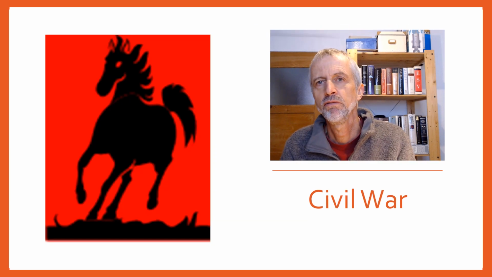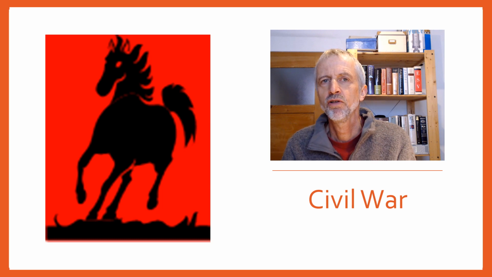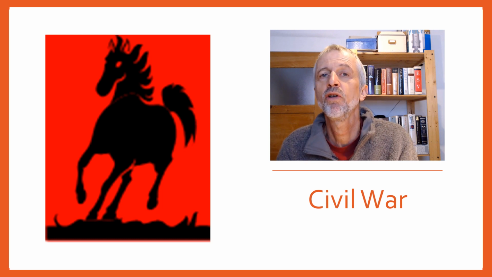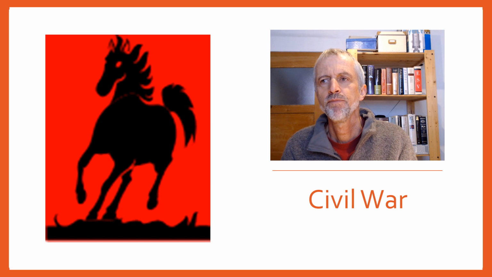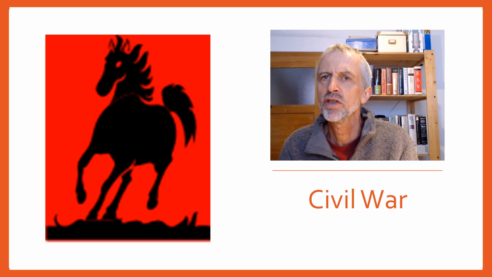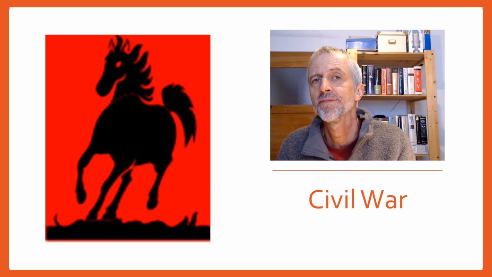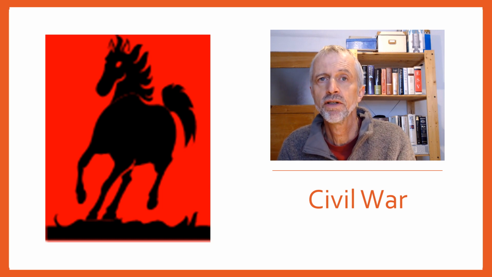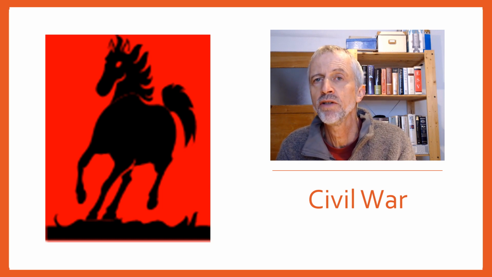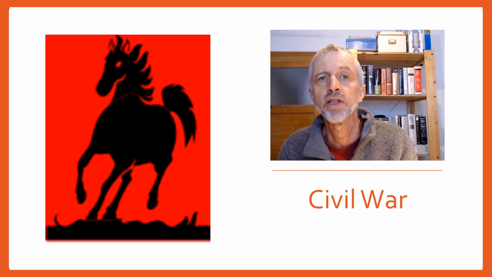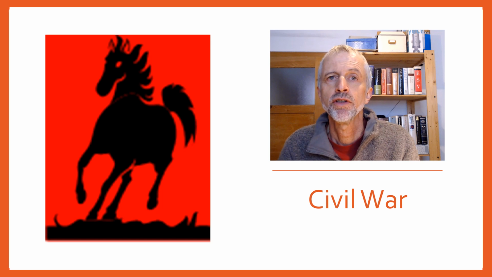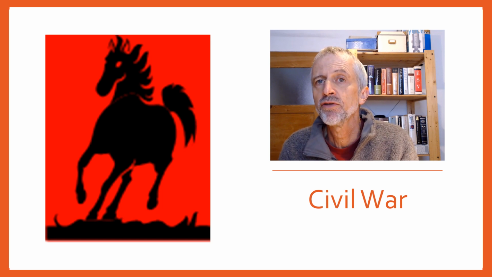Second horse, red. Red is the color of blood. This rider also represents war, but perhaps of a different kind, civil war or out-of-control war and slaughter. Civil wars tend to be more drawn out and bloodier than wars of conquest. Just think of Syria or the 30 Years' War in Germany in the 17th century.